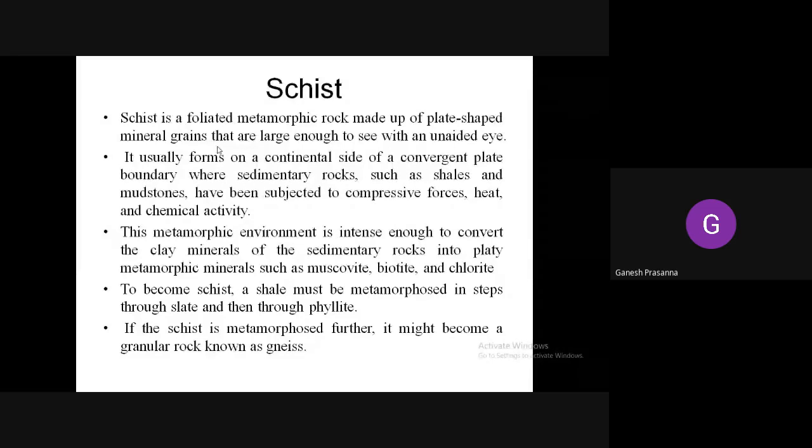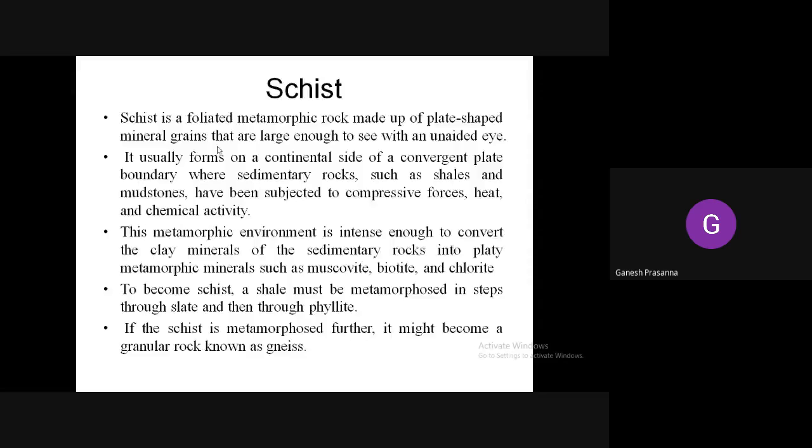To become a schist, a shale must be metamorphosed in steps, through slate and then through phyllite. I told you on my last slide how it gets converted. Shale becomes slate, slate becomes phyllite, and phyllite becomes schist. If schist metamorphoses further, it will become a granular rock, usually called a gneiss. Gneiss will not undergo any further metamorphism; if it does, it undergoes anatexis, that is, melting.